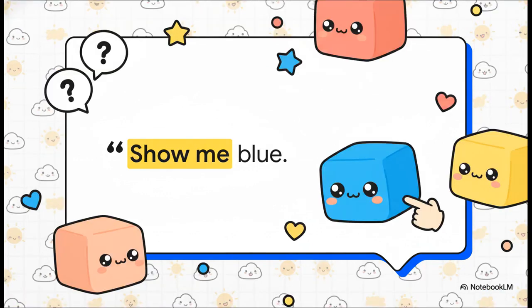Then you move to period 2, which is recognition. Now, maybe you have a few objects in front of the child and you ask them to find the one you name. Show me blue. And here's the key. They can prove they understand just by pointing or picking it up. They don't have to say a word, which takes all the pressure off.